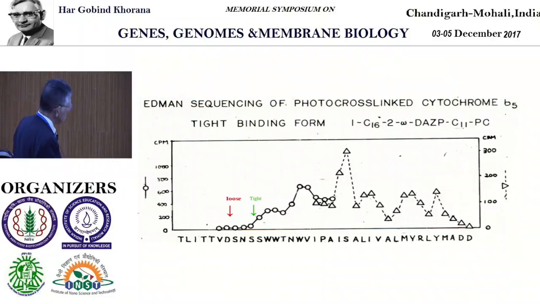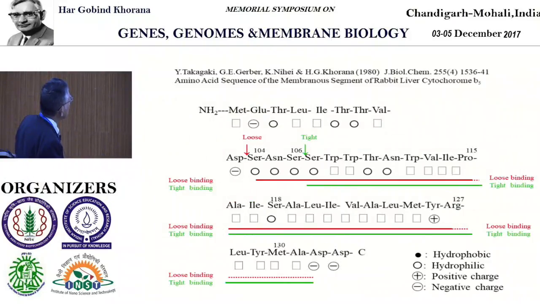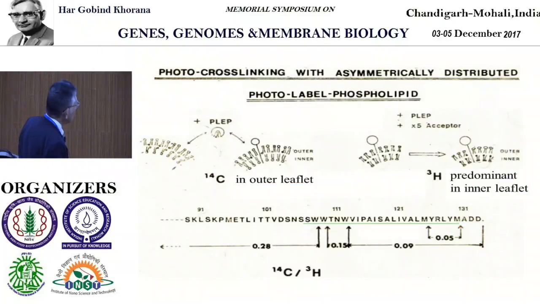I did the sequencing the same, but the cross-linked area was somewhat different. It started from this serine here, 3 residues into the hydrophobic area. These are very hydrophobic peptides. And so the difference is that the loose binding form is wider, and the tight binding form is a little bit more compact.